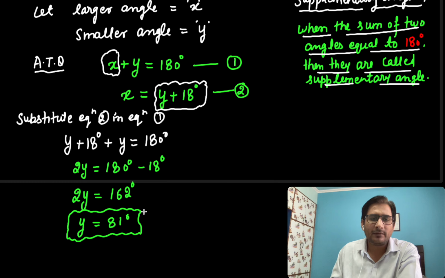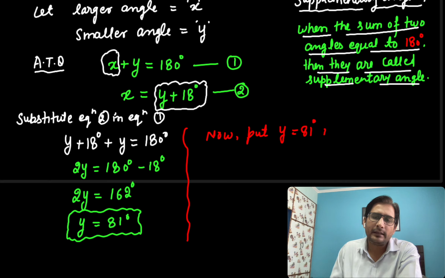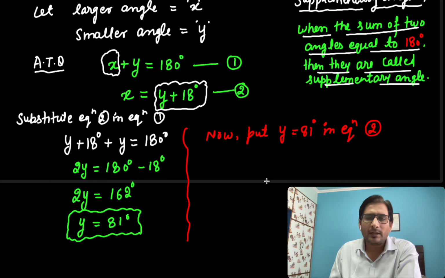So one angle is 81 degrees. Now to find the value of x, put y equal to 81 degrees. In which equation do we put it? You can put it in any equation, equation 1 or equation 2. So x is equal to, at the place of y, I can write 81 plus 18.